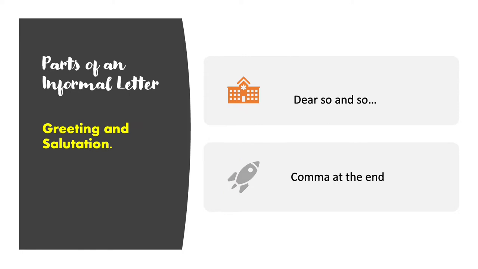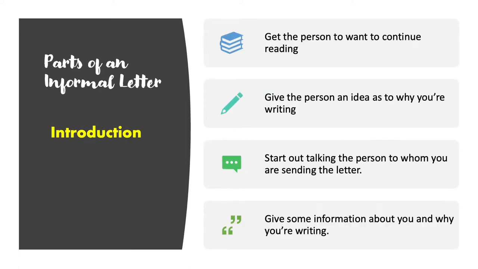Next comes greeting and salutation. Usually it comes as dear so-and-so. You can use a more informal greeting like hi as well. Make sure you put a comma at the end. The next part of your letter is the introduction. By this, you are supposed to get the person to want to continue reading. Then you need to give the person an idea as to why you are writing and start talking to the receiver, and don't forget to give some information about you and why you are writing.